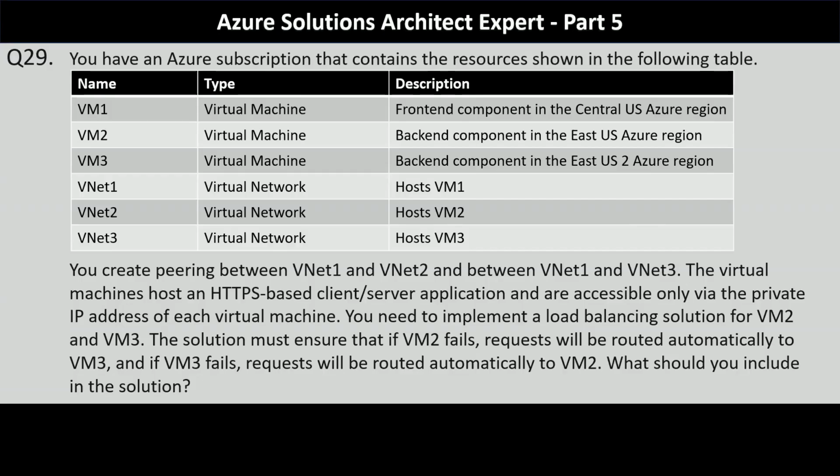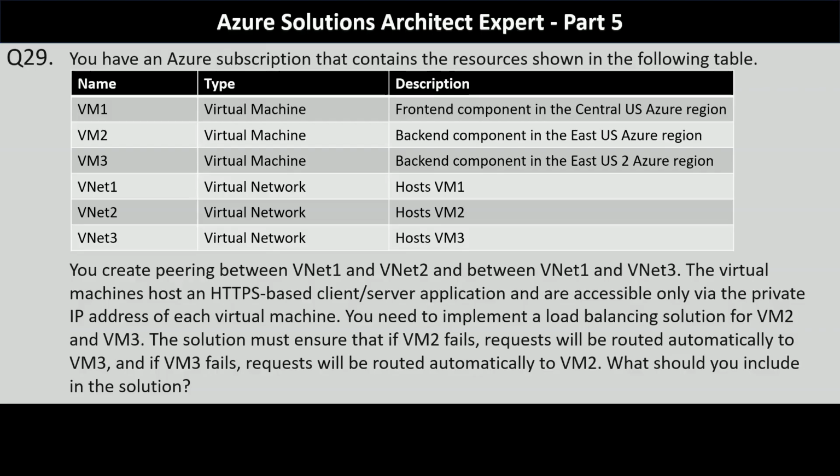You have three resources which are virtual machine type, and then you have three resources which are virtual network type. Now, VM1 is a front-end component in the Central US Azure region. VM2 is a backend component in the East US Azure region, and VM3 is a backend component in the East US 2 Azure region. VNet1 hosts VM1, VNet2 hosts VM2, and VNet3 hosts VM3. You create peering between VNet1 and VNet2 and between VNet1 and VNet3.